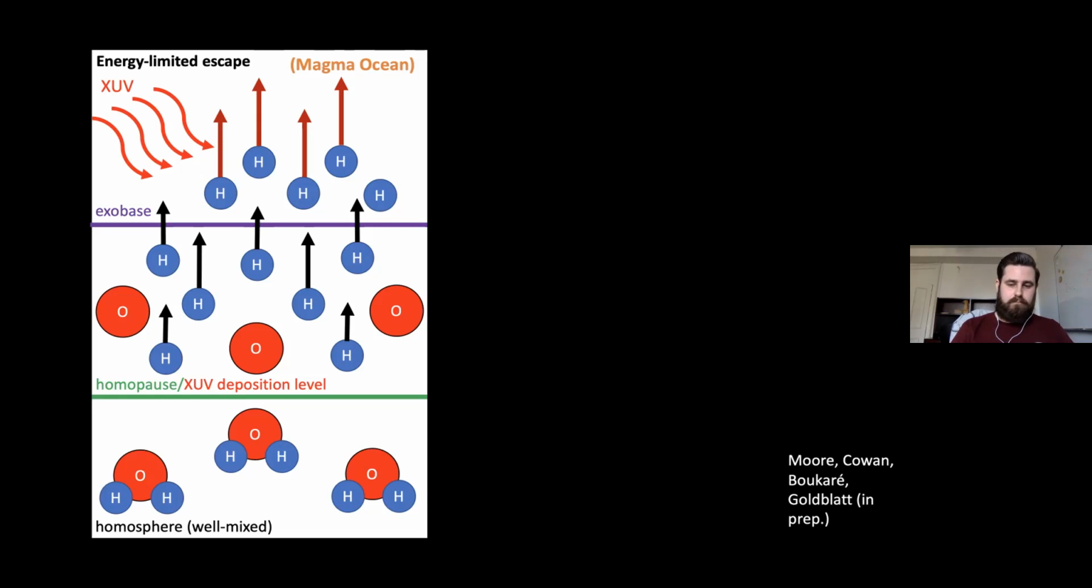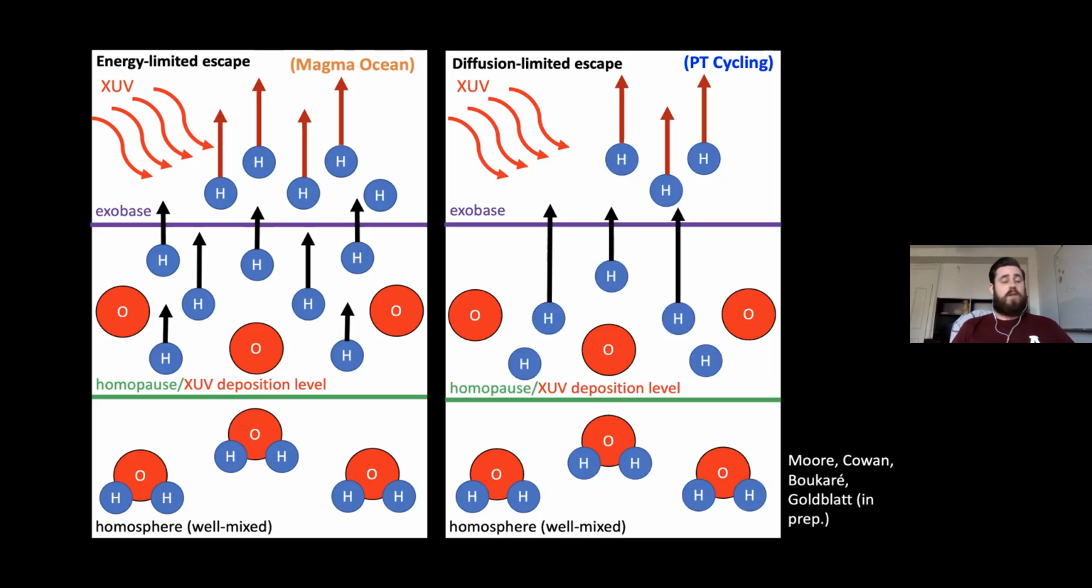Now, once the magma ocean solidifies and we switch into that plate tectonics, deep water cycling I mentioned before, we switch to diffusion limited escape, which again, the name kind of hints at what it is. The amount of water lost to space is no longer limited by the amount of energy coming in. There's more than enough of that. It's now limited by the vertical diffusion of water through the atmosphere. And so we can account for both of these as two different loss regimes, depending on the evolutionary stage the planet is in.